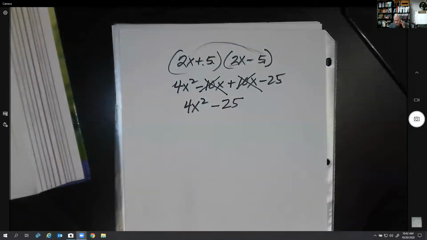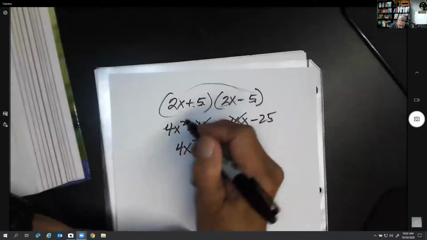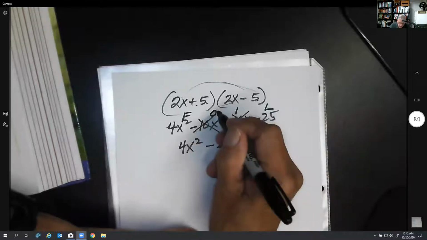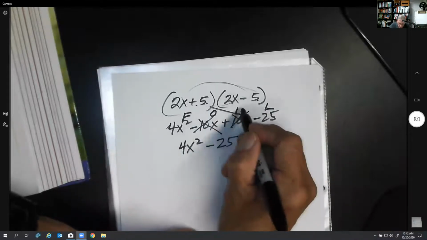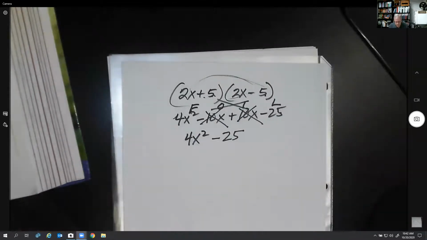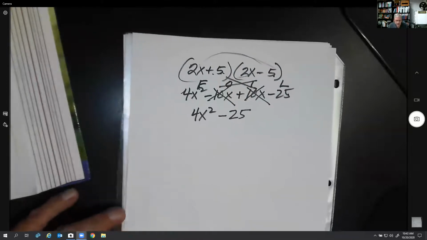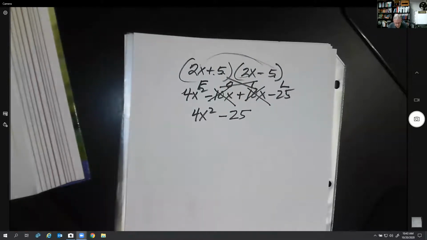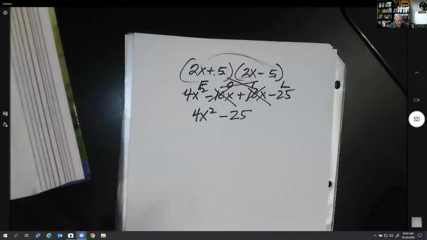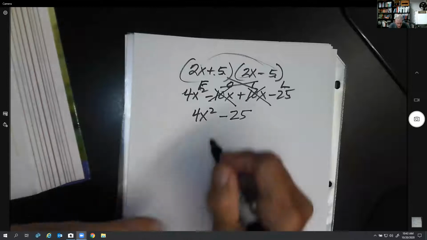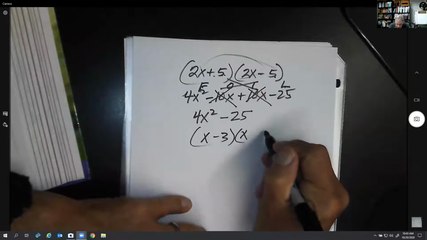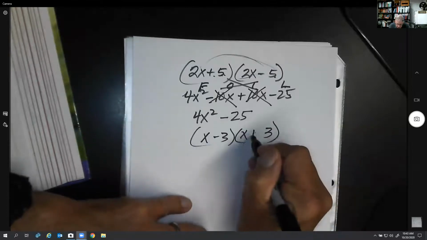Is there a way we could do this a lot faster? Well, let's take a look. This was an F, O, I, L. We cross out the O and the I, we get what? FL. So we could use the FL method to do this. FL. Kind of a simple way of doing it. First times first, last times last. It's a pattern. If you recognize it, it's going to save you a lot of time. We can do it on a very simple problem. They have to be identical except for the signs.